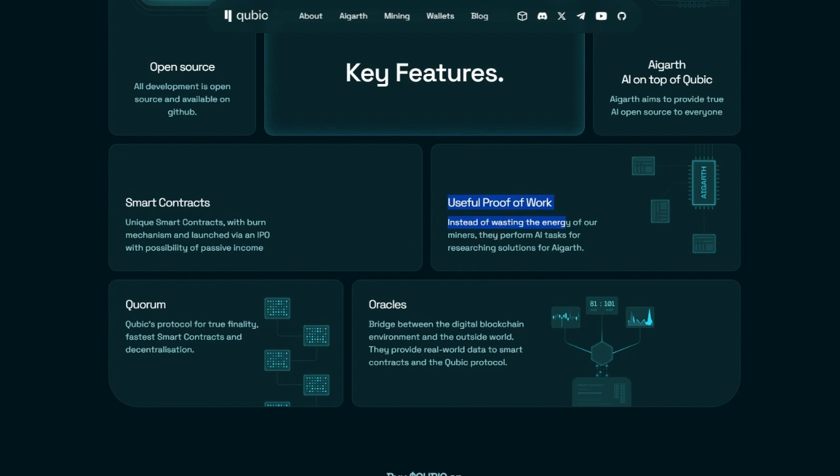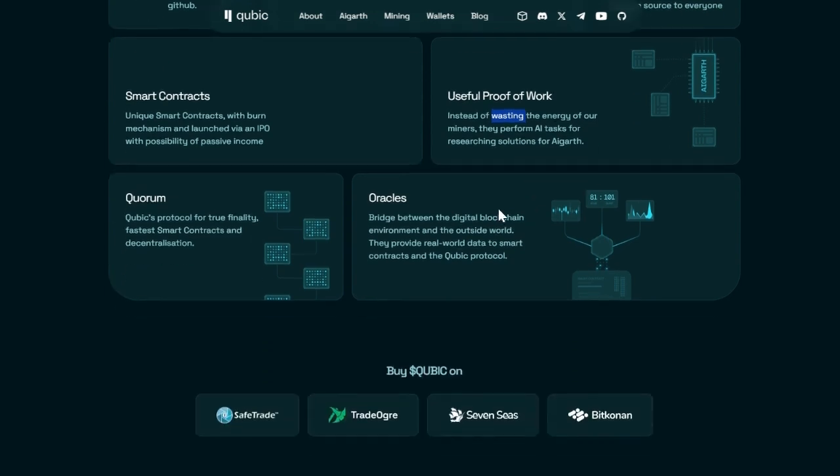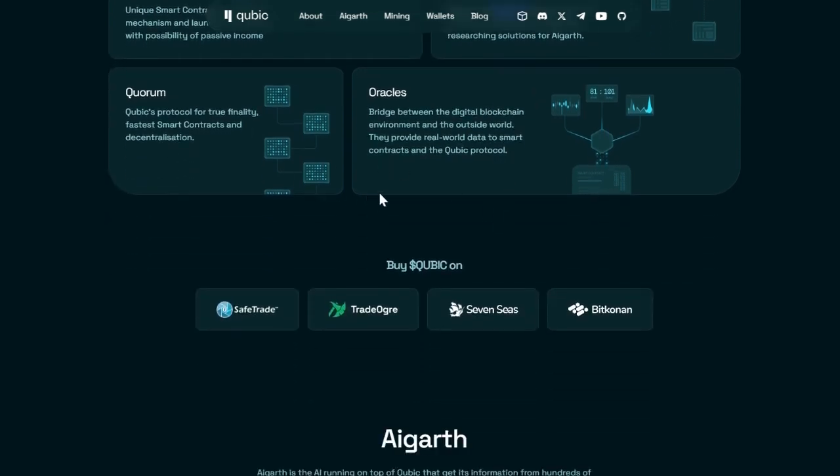As we heard here, it says that it's useful proof of work. So instead of wasting the energy of our miners, they perform AI tasks for researching solutions for AGART. So, again, really important here. Instead of wasting energy, they're actually using it to perform AI tasks. So this is like a green energy platform. It's actually using the energy and computing power and electrical power of its network.